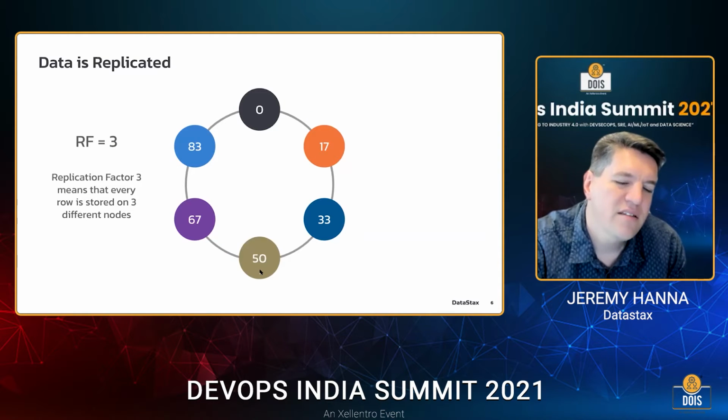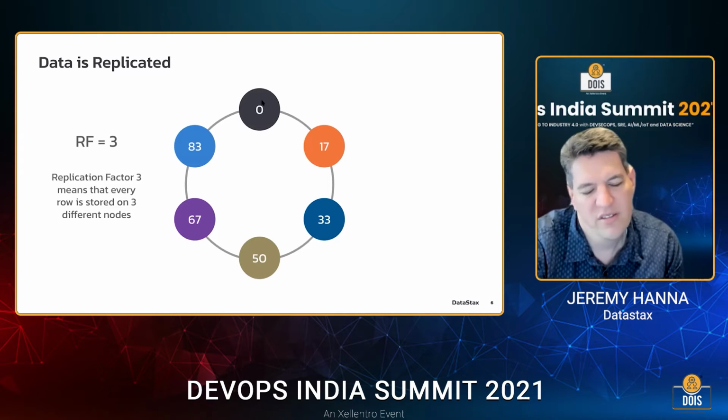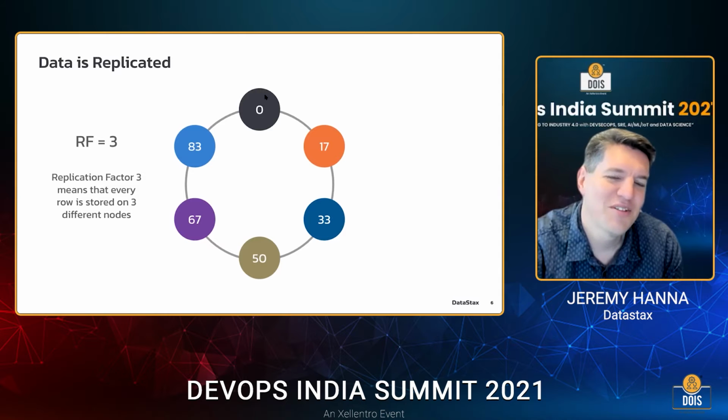And then besides the partitioning around the ring, murmur3 produces a value between -2 to the 63 to +2 to the 63. So it's a lot of numbers. For the purposes of this diagram, we're just doing it from 0 to 100 because it's a little easier to grasp. So you can store pretty much any amount of data that you want to within the cluster, but this just shows a representation of how data is replicated within the cluster.